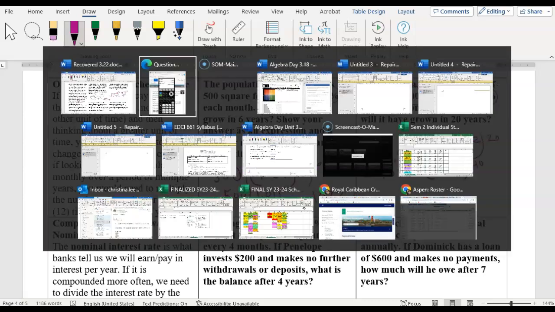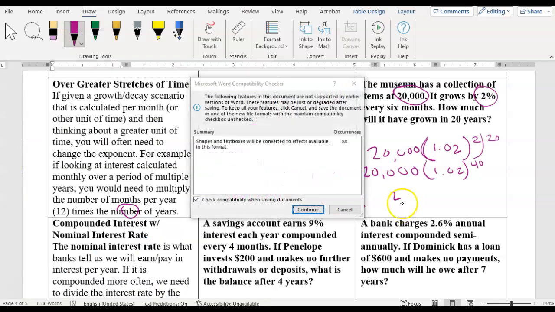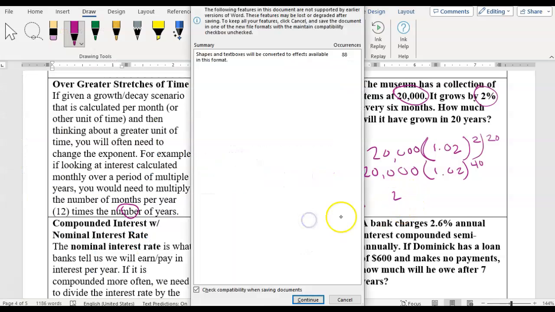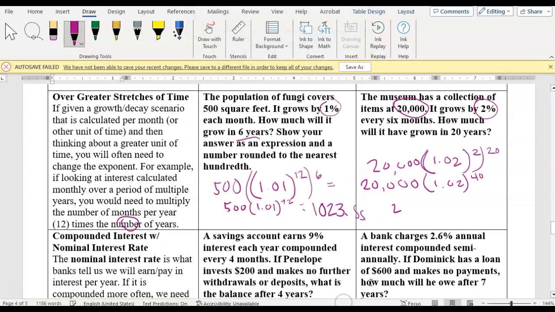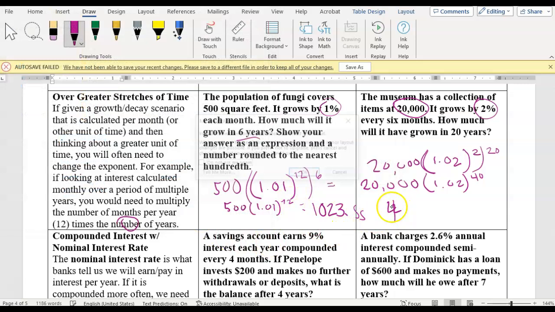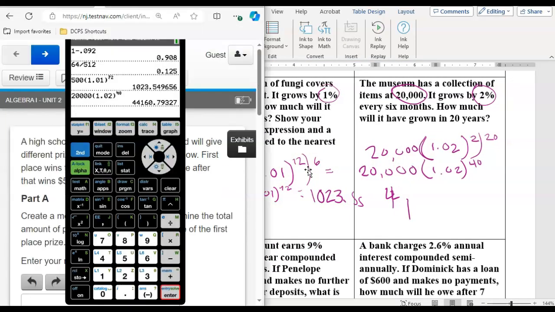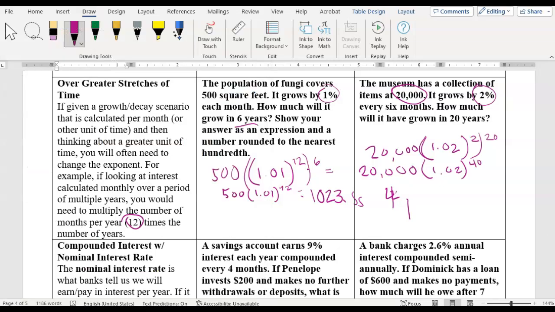Or if you want to go ahead and solve that, which I did request that you do, we have 20,000 times 1.02 to the power of 40, which gives us 44,160.